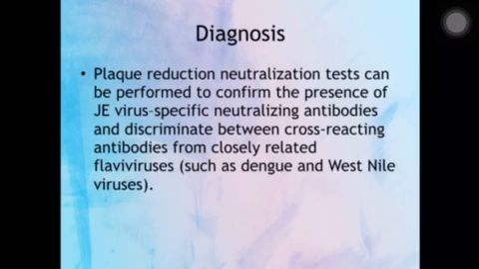Next is the plaque reduction neutralization test, which can be performed to confirm the presence of JE virus-specific neutralizing antibodies and discriminate between cross-reacting antibodies from closely related flaviviruses. The closely related ones are dengue and West Nile viruses.